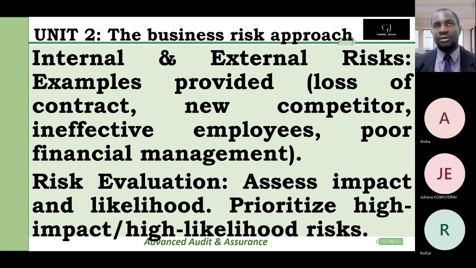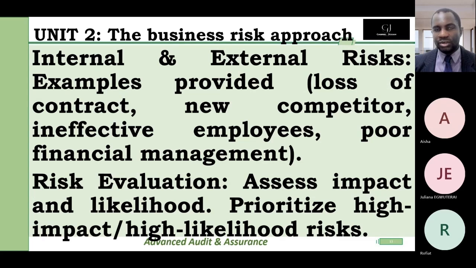So risk evaluation looks at the impact and the likelihood. You are assessing the impact. So what's the probability that that risk will crystallize? So we're looking at risk from a proactive perspective. Before it happens, what is the likelihood that it will happen based on the current reality of the business?